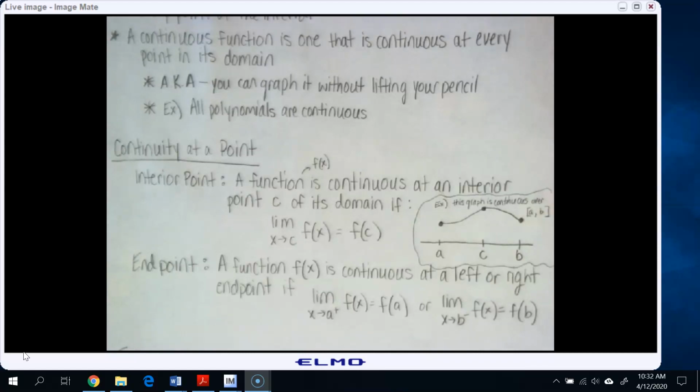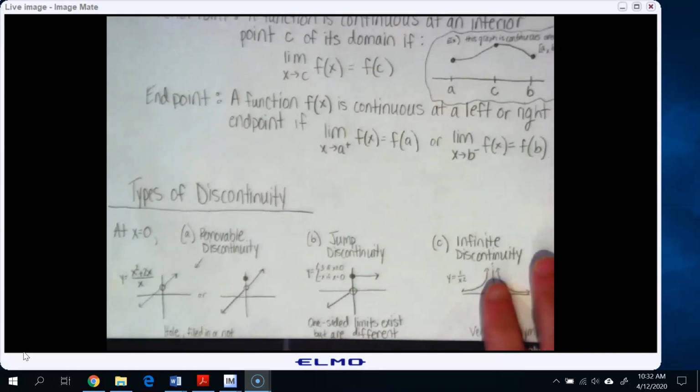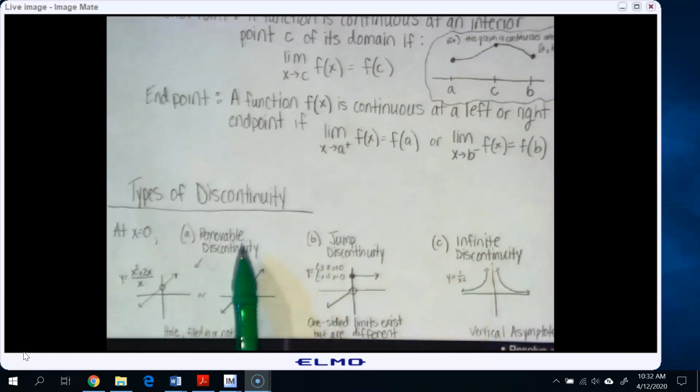When we talk about discontinuity, there are four types, but three of them show up the most, and those are these three right here. We have a removable discontinuity, which is basically a hole, whether it's filled in somewhere else or not. Either way, those are both examples of holes, and therefore removable discontinuity. So from now on, when you see a hole, we also want you to mention that it's a removable discontinuity.